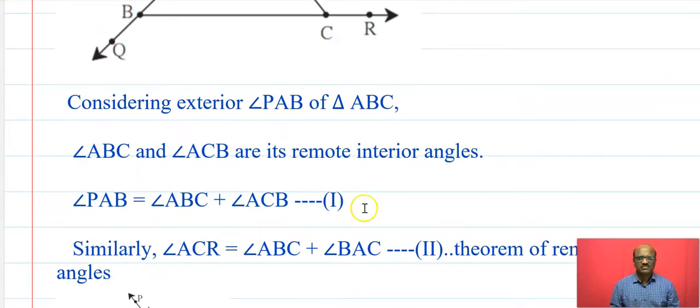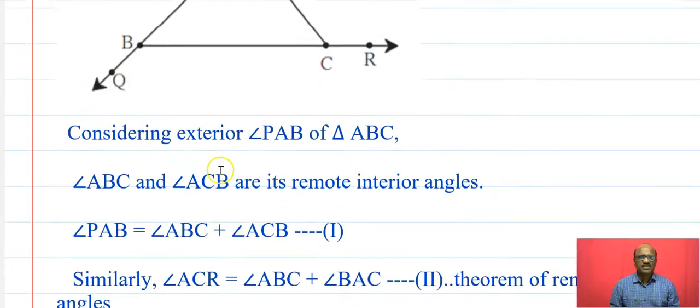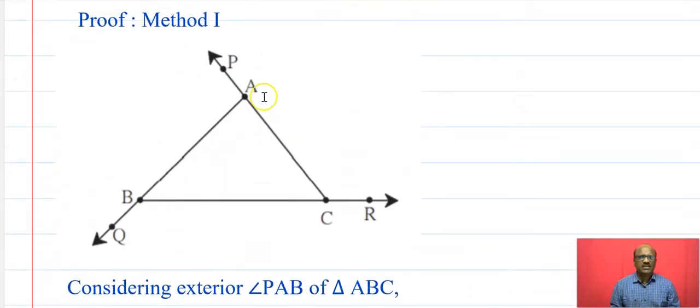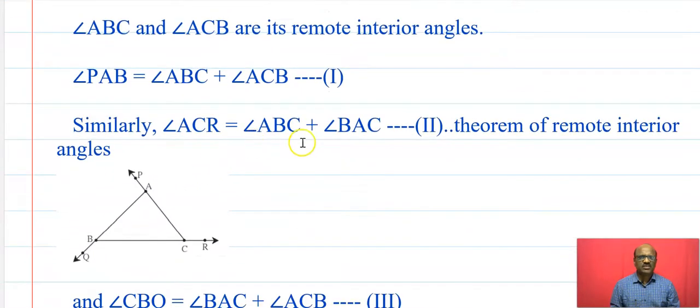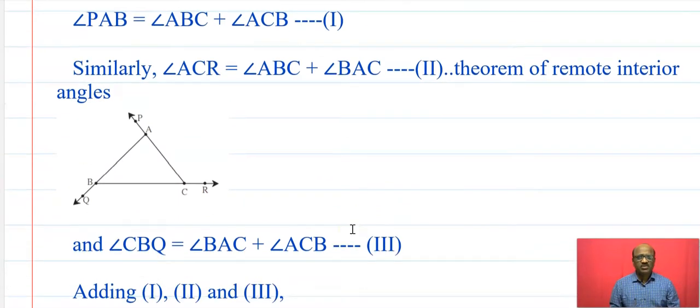Okay, this is one. Similarly, measure of angle ACR. What is that? ACR is an exterior angle. The remote interior angles are the measure of angle CAB plus measure of angle ABC, that is ACR is equal to ABC plus BAC, by the theorem of remote interior angles. What about the last?